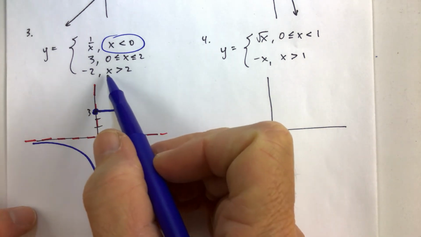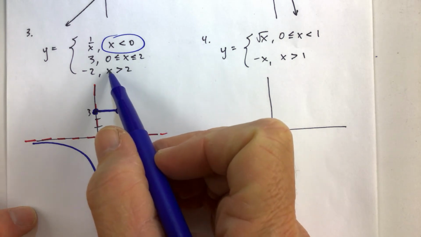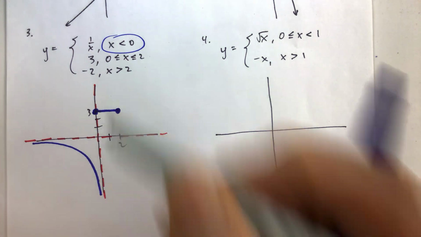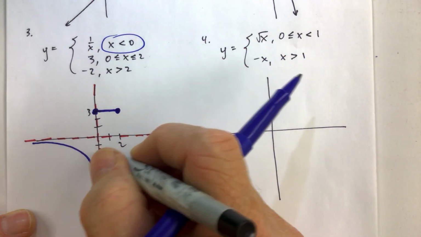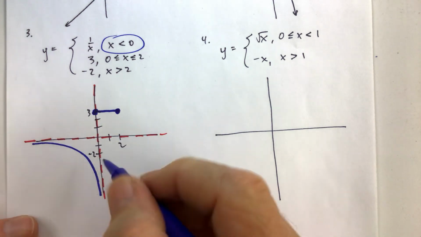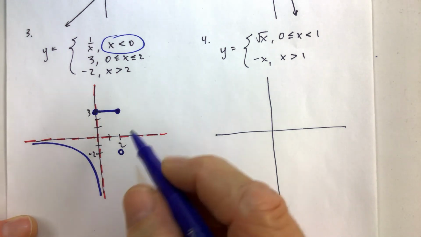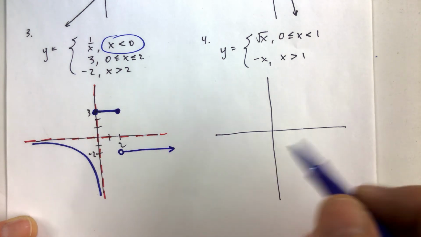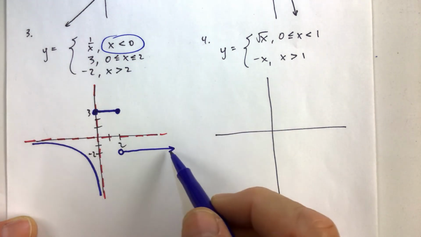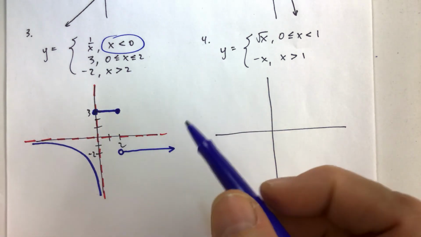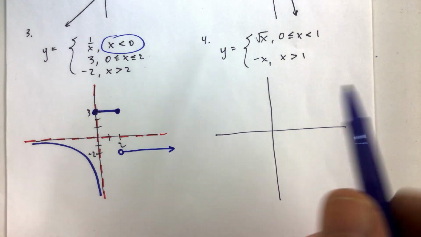And then when x is greater than 2, for all real numbers greater than 2, the y values are all equal to -2. And we would put an open circle when x is 2 at -2, and we would have the graph of y be another constant of -2 for all x values greater than 2.